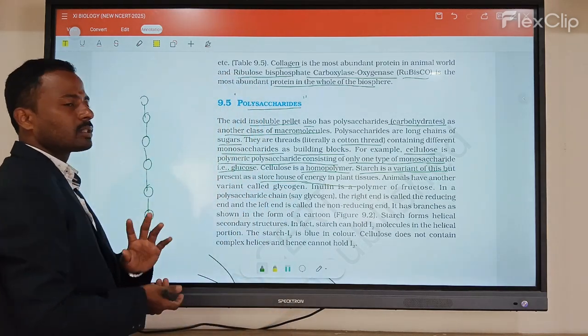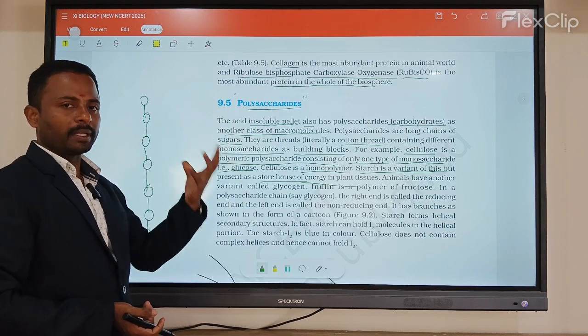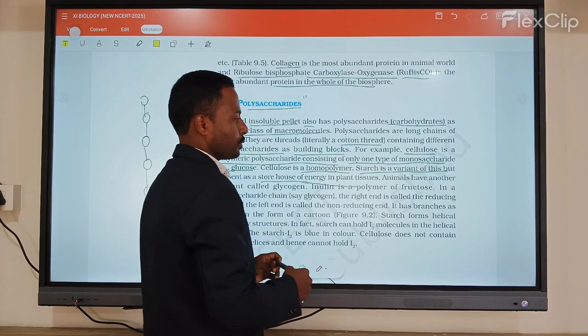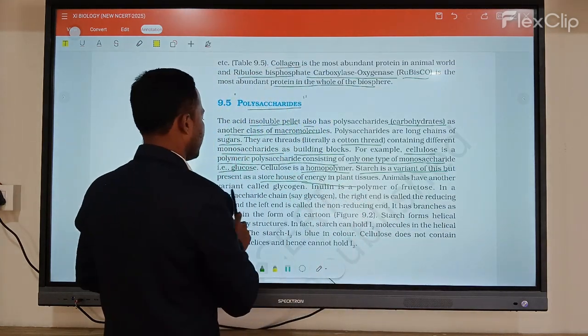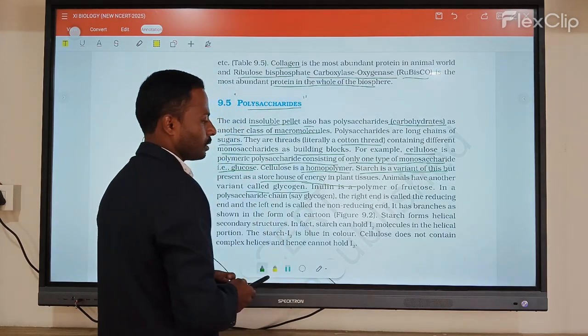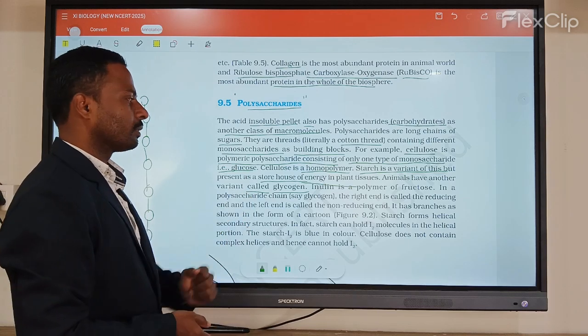So here, what is starch? Plants prepare their food and store it in the plant body or plant tissue as starch. Another variant, present in animals, is called glycogen. So how do animals store energy? In the form of glycogen.